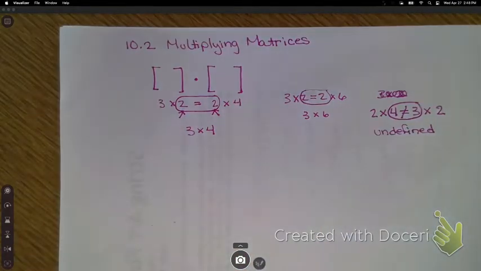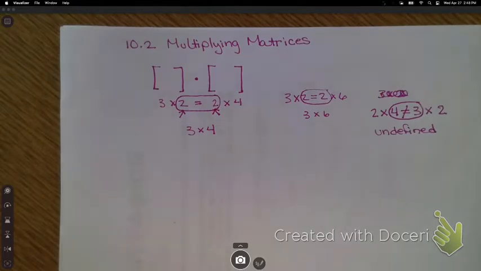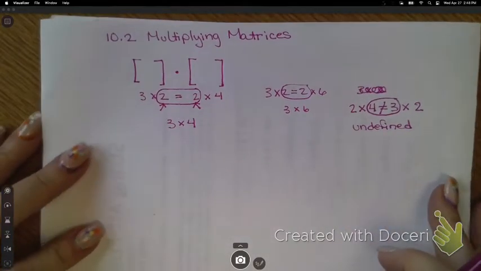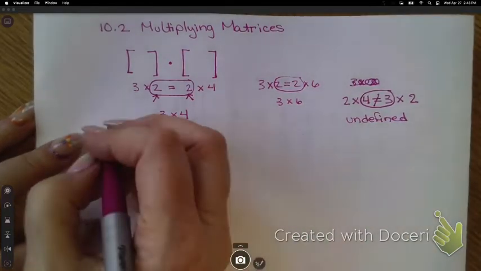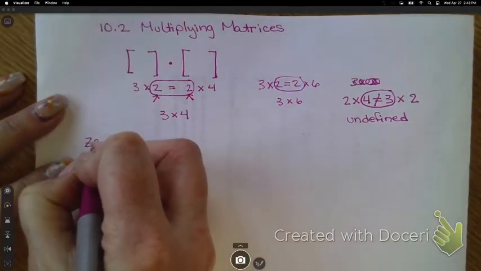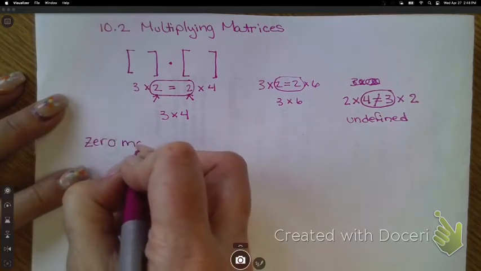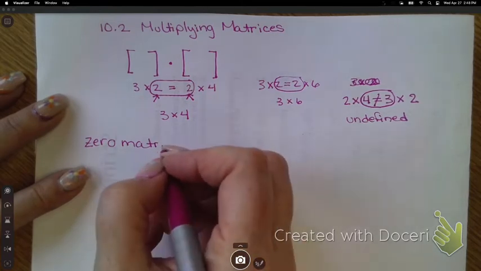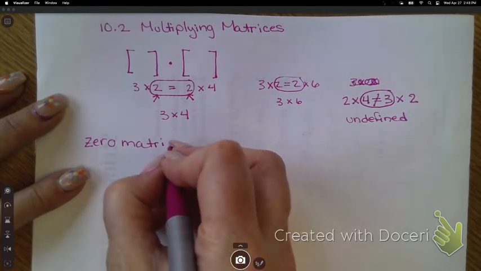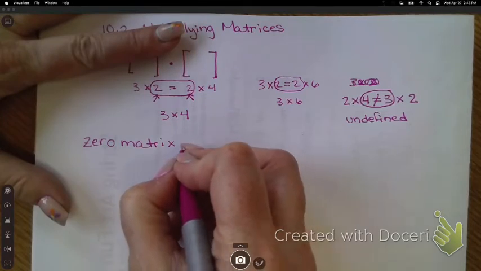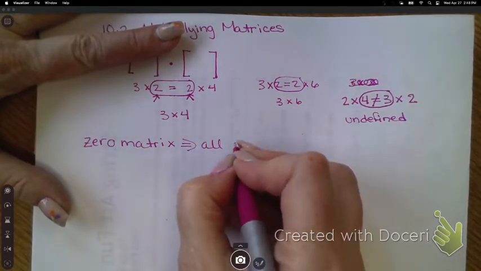So is matrix multiplication commutative? No. If it happens to be, then it's an identity matrix, and we'll deal with that later. We still haven't gone over how to do it, but I want to talk about the zero matrix. What was it? What did it have? Zeros. All zeros.